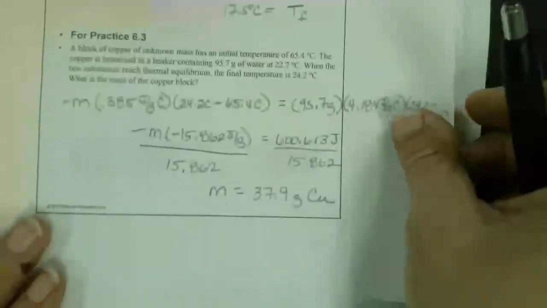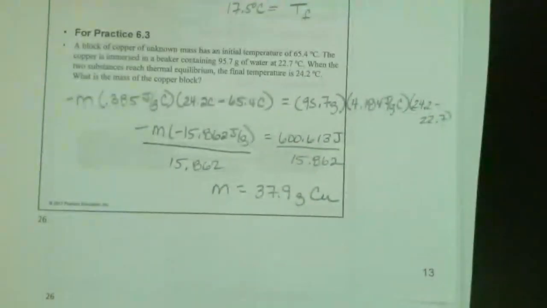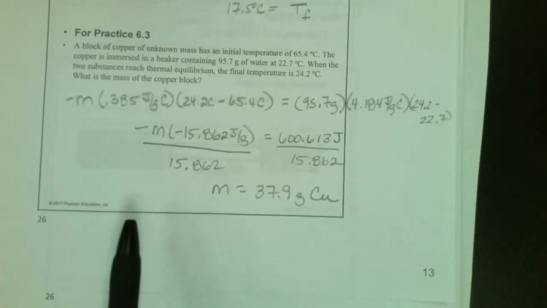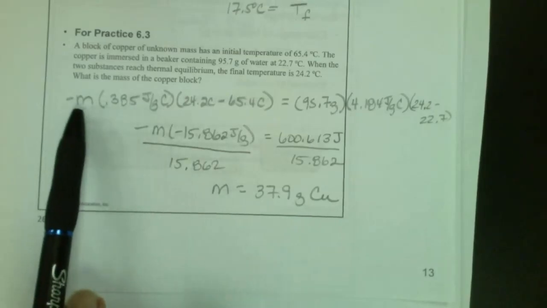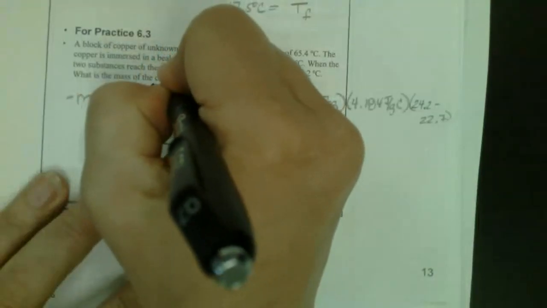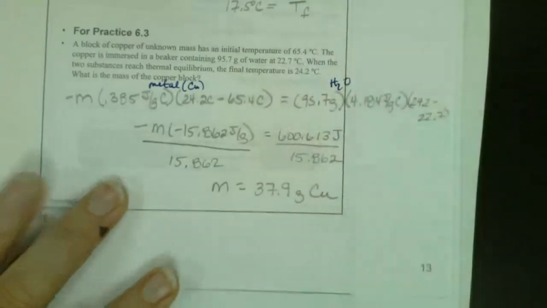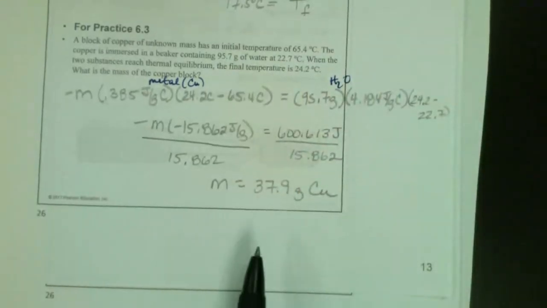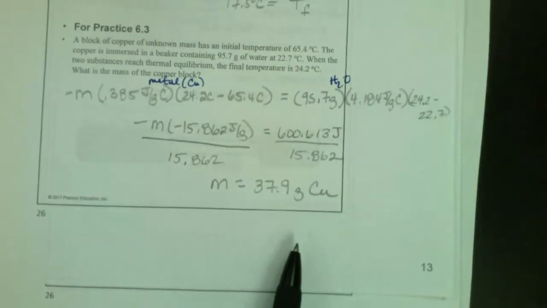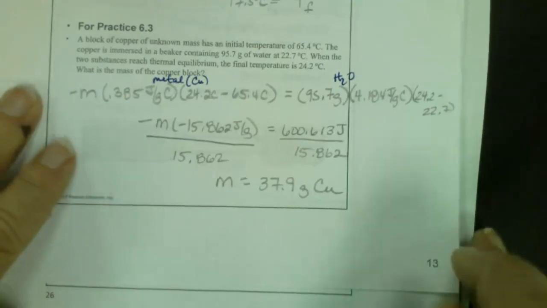Welcome back. Okay, so this is my working of the problem. Notice I'm looking for the mass. This side is my metal or my copper. This side is my water. I solved for M and got 37.9. Again, feel free to reach out to me if you're having trouble with these, and we can work through them.